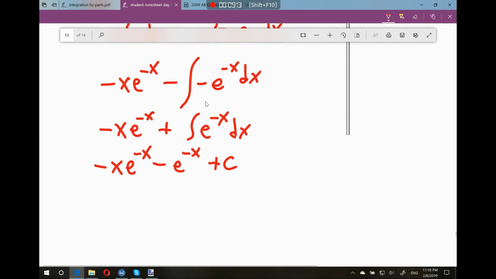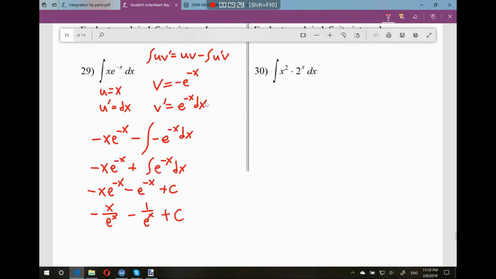Okay, I'm going to rewrite these. Anytime we have a negative exponent, I can move that to the bottom of a fraction. So this is negative x over e to the x minus 1 over e to the x plus c. Any questions on what we did?